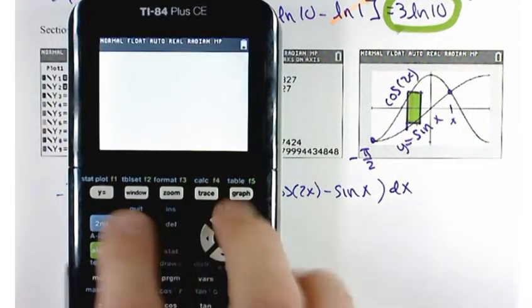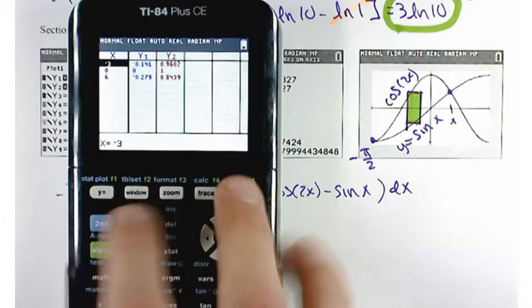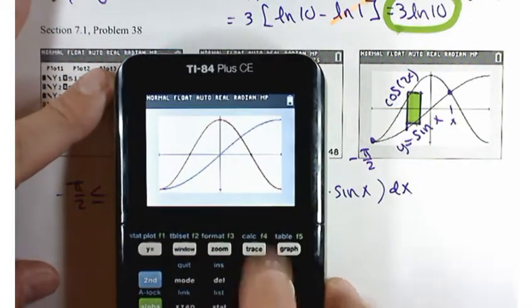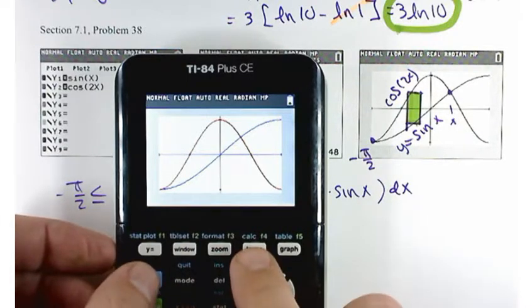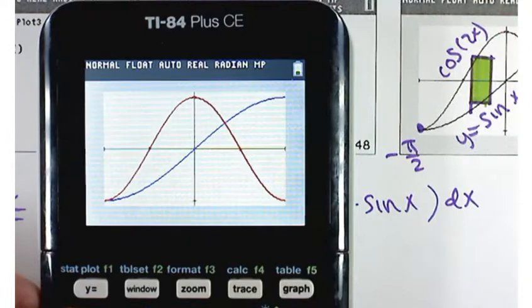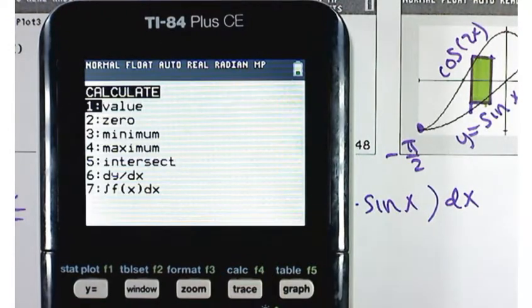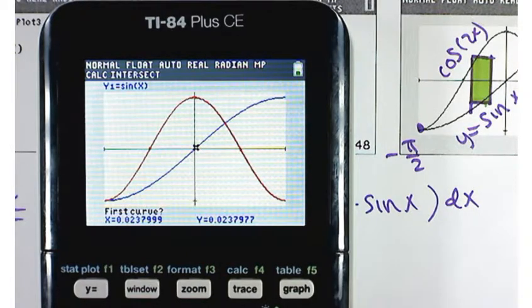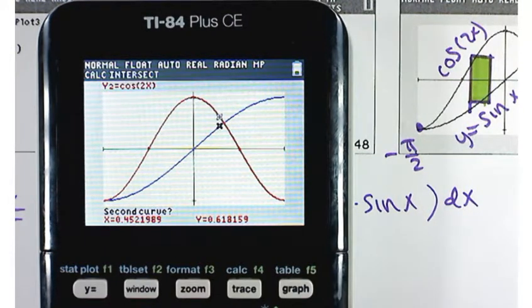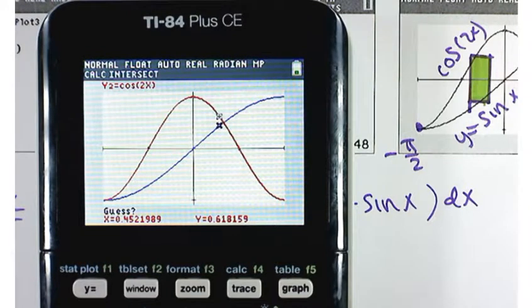That's fine. Let me go back here to the graph. You remember what we did to find this earlier today? The point of intersection. You hit the second key, then the trace key. Second key and the trace key. We want to find their point of intersection. So just take that cursor and get it close to the point of intersection. It doesn't have to be right on it. And you're going to press enter a total of 3 times. One for the first curve, one for the second curve, and one more just for good luck.